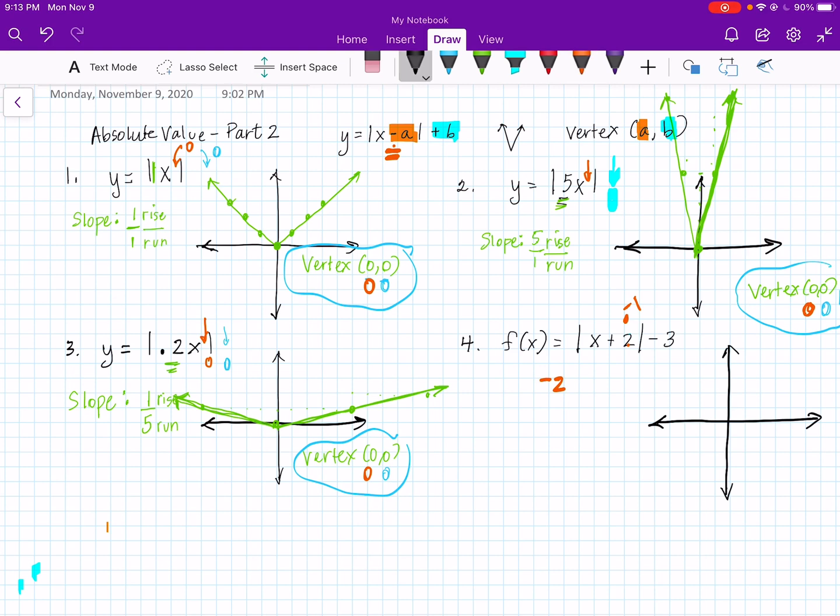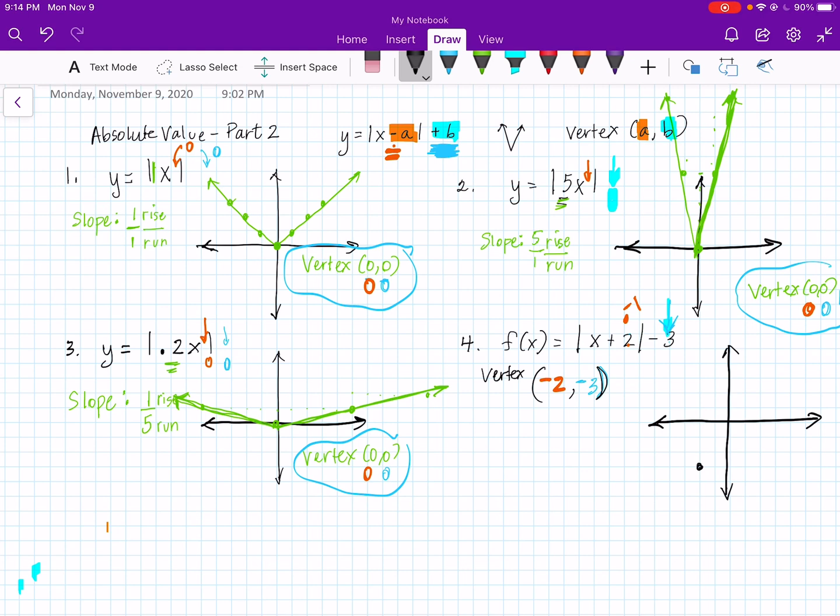So let me write vertex here. And then outside, right here, I just have a negative 3. And notice this says plus B in the general equation. So I can just take whatever it is, and it's negative 3. So my vertex is negative 2, negative 3. So that's where I'm going to start. Negative 2, negative 1, 2, 3 is my vertex.